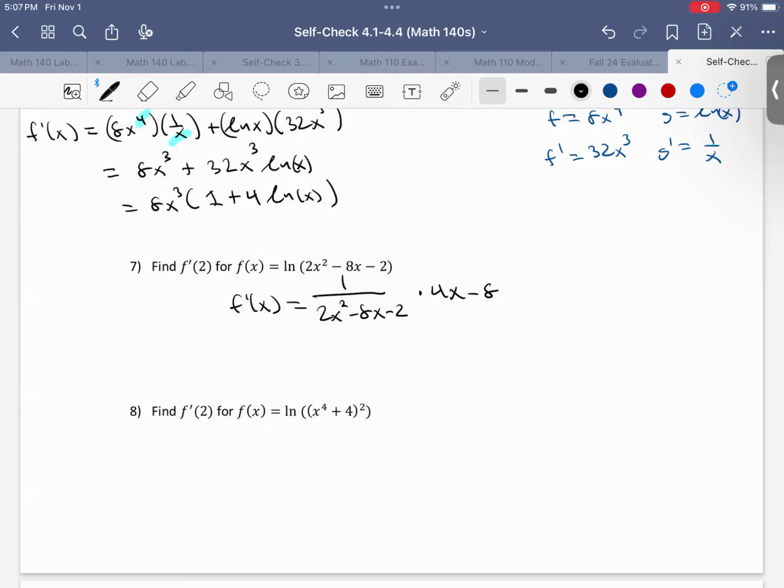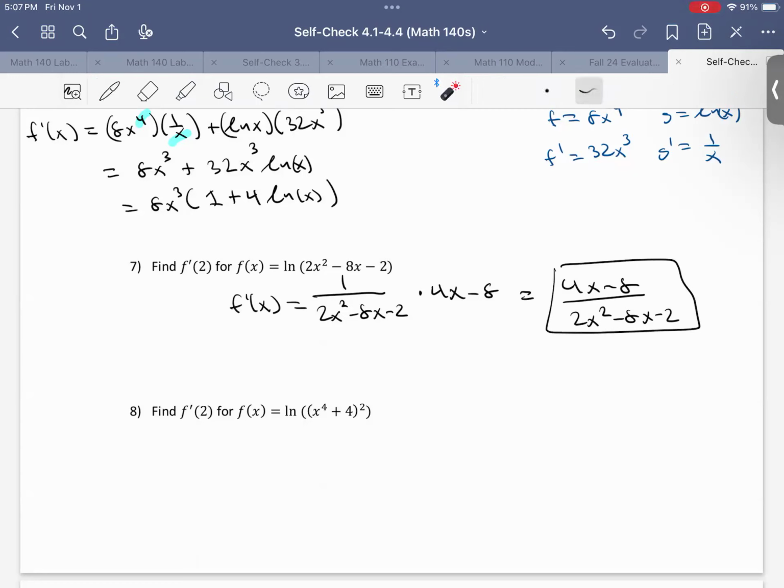So if we simplify this out, we really can't do much. It's just putting this 4x minus 8 on top. And that would be our derivative. But we still need to evaluate it at 2. So this means I need to plug in 2 into this derivative. So f prime of 2 equals 4 times 2 minus 8 over 2 times 2 squared minus 8 times 2 minus 2.